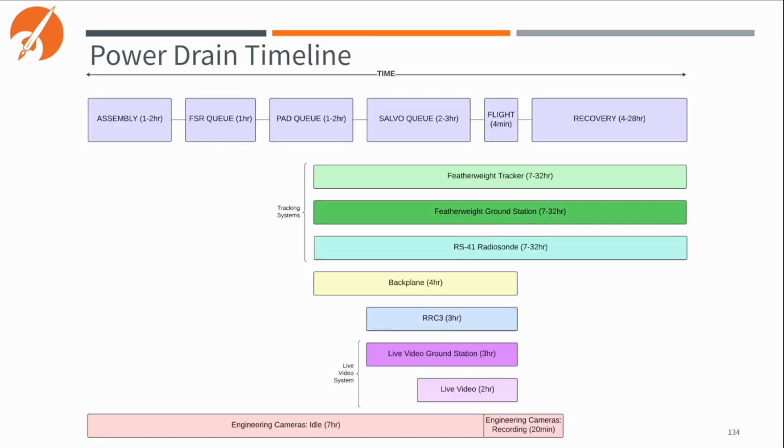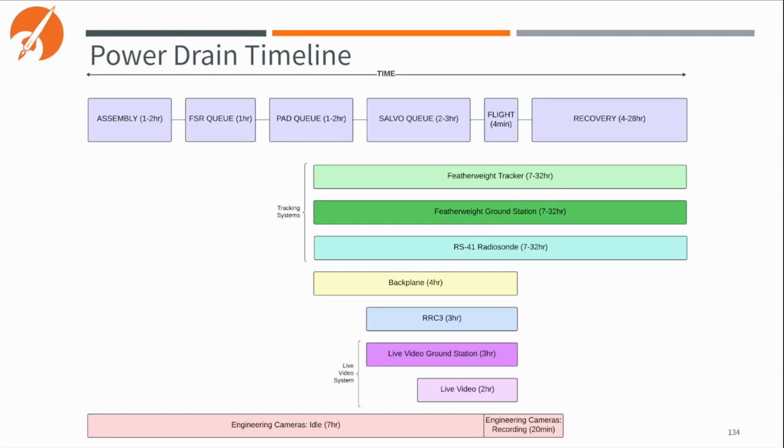This is an overview of our drain timeline for all of our batteries. Each of the different colors shown has a different battery power in it. We have two trackers, and of course the ground station for the featherweight. The lower section has the live video, and then the backplane and the RC3 flight computers are in the middle.